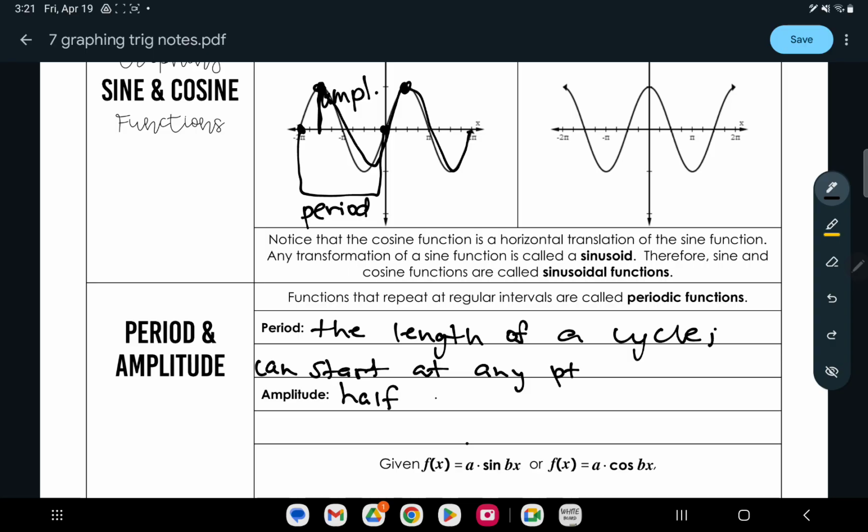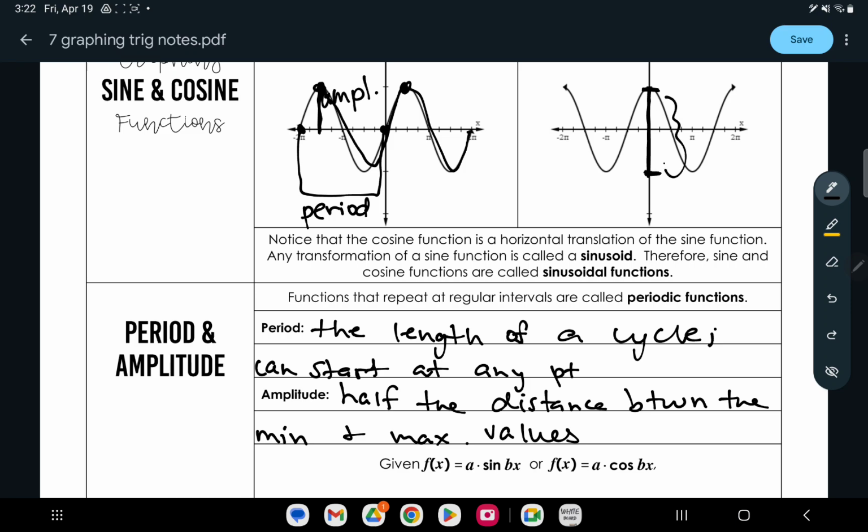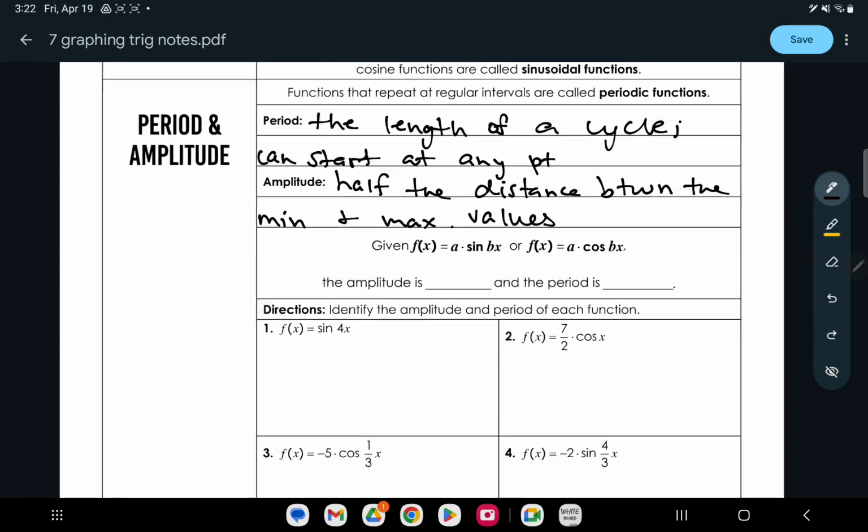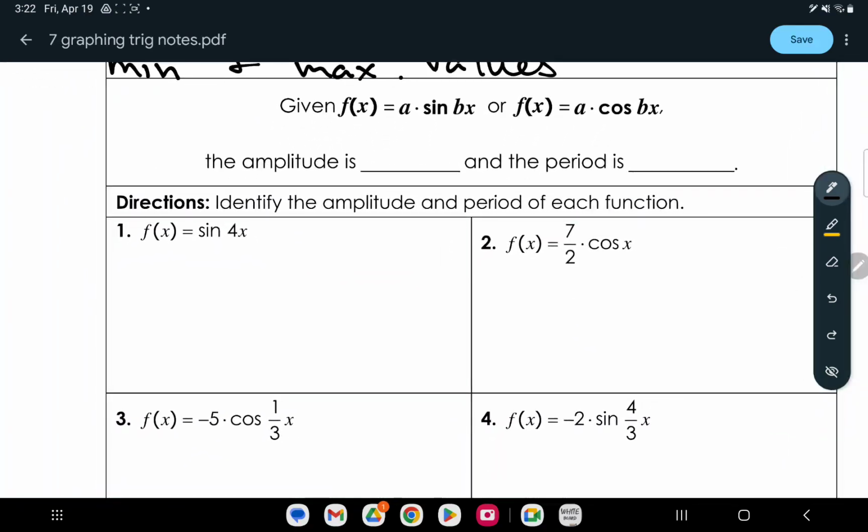Amplitude is half the distance between the minimum and maximum values. So, it works the same on cosine functions, but here's the maximum, here's the minimum. We find whatever distance that is and divide it by 2 and you get the amplitude. Alright? Cool thing is we can find it from our equations if we were given equations.